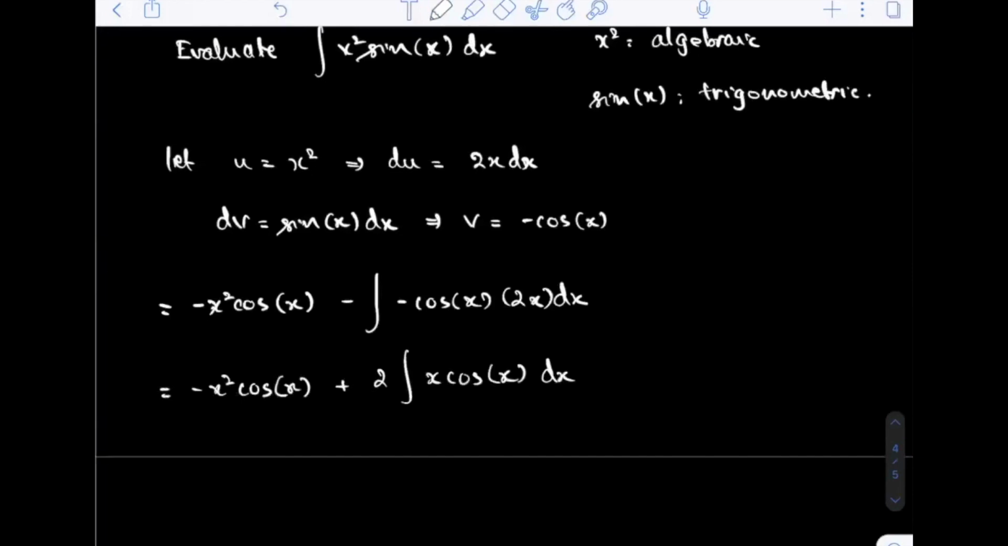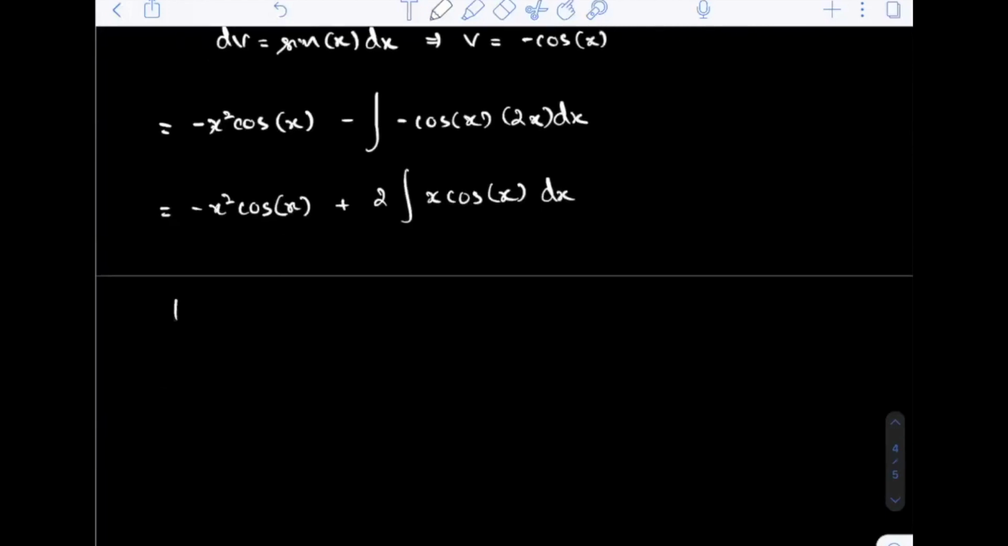So at this step, you see the integral. This is a product of x and cosine of x, right? Once again, x is the algebraic function, and cosine is the trigonometric function, right? So you have to do another integration by parts in this case. This is the second time we use integration by parts for this problem. So you let u equal to x, and du equal to dx. dv equal to cosine of x dx, or v is equal to sine of x.